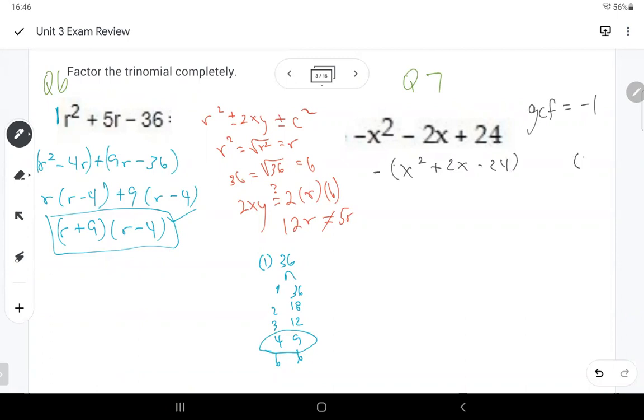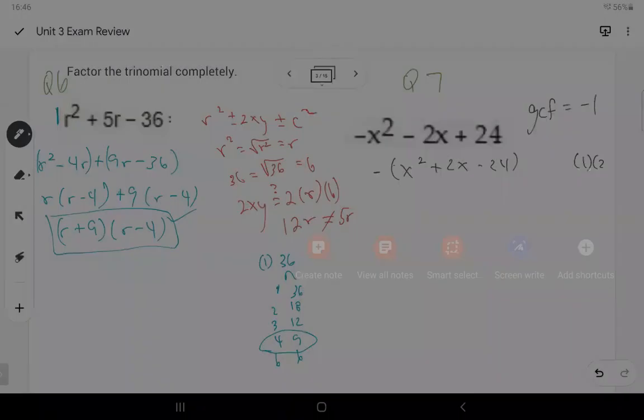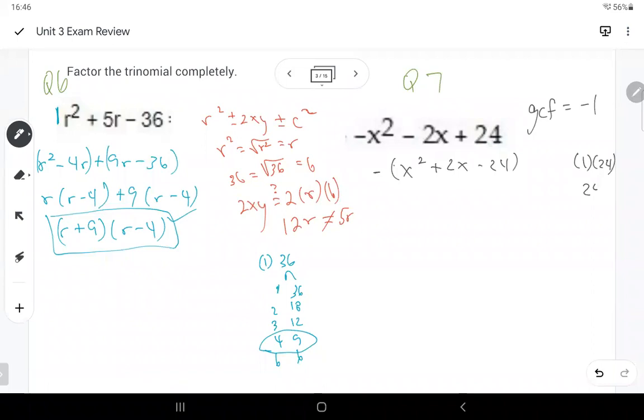Again, we're going to look at 1 times 24. So that'll give us 24, and we want factors of 24 that add or subtract to give us 2. That's going to be 4 and 6. So x squared plus, let's do the minus first. Minus 4x plus 6x minus 24.